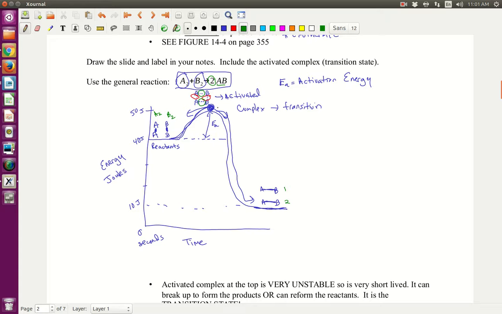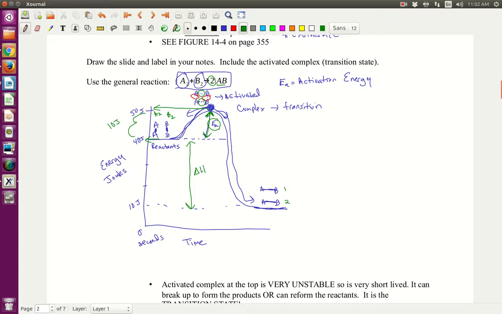All right, this is the activation energy, the energy that compares the very top of the hill to the energy of the reactant. So notice that the activation energy compares the energy at the top, which is basically 50 joules, to the energy of the reactants. So the activation energy in this case is 10 joules, because that's the difference between here and here. It's 10 joules. That energy is the amount of energy I have to put in the system to make this reaction happen.